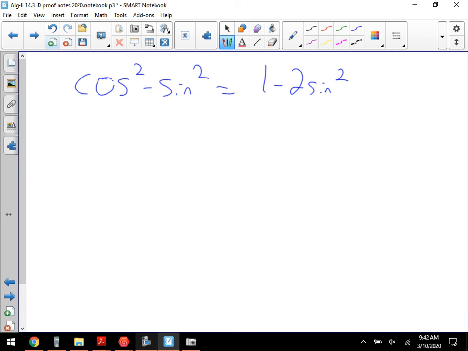Notice you start with cosine squared and a sine squared, and you wind up with just 2 sine squareds. That meant rewrite cosine squared in terms of sine squared. So cosine squared is 1 minus sine squared. How many sine squareds do I have?